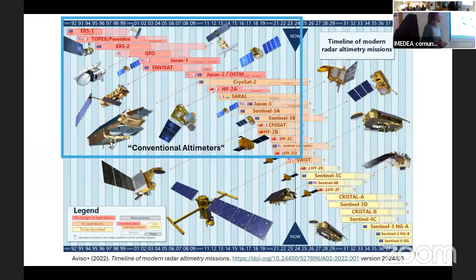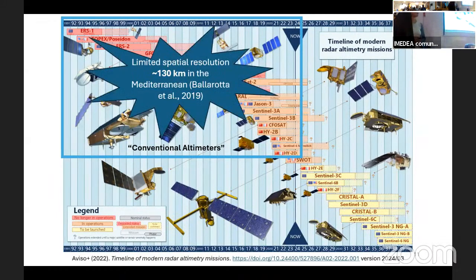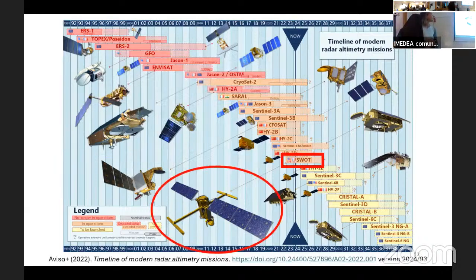So as I was saying, the conventional altimeters have greatly advanced our knowledge about the large currents during many years. However, they have a limited spatial resolution. For example, in the case of the Mediterranean Sea, they don't allow us to see structures smaller than 130 kilometers. And that's why today I want to talk about SWOT, this new satellite altimeter. Diego already talked about it 2 weeks ago in the seminar. He focused more on coastal areas, and I'm going to focus more on the open ocean.